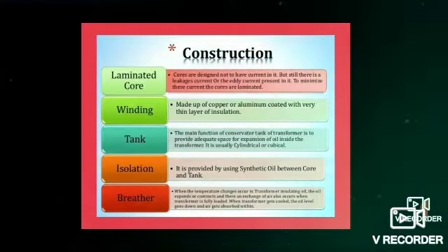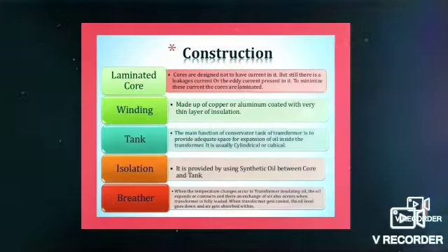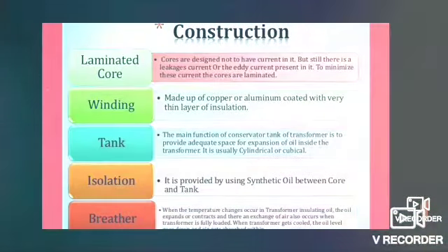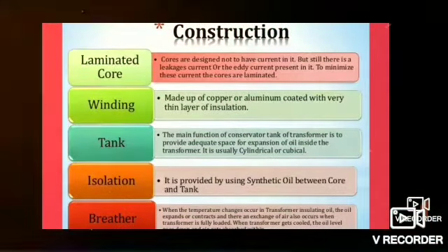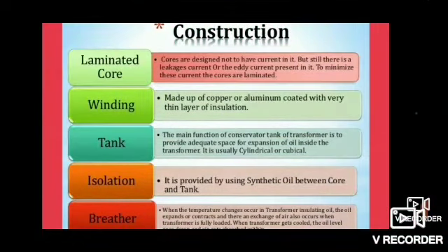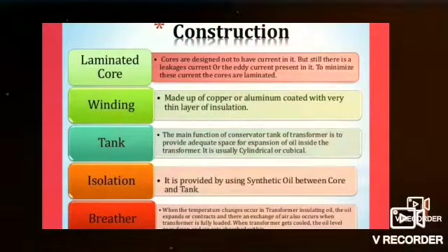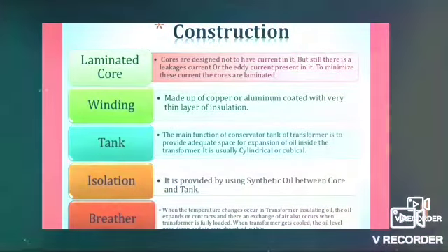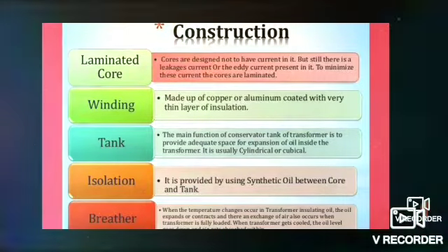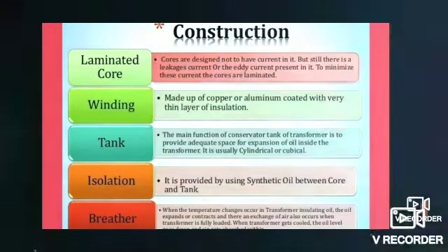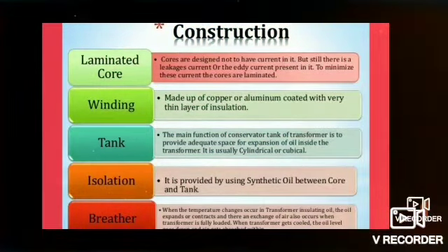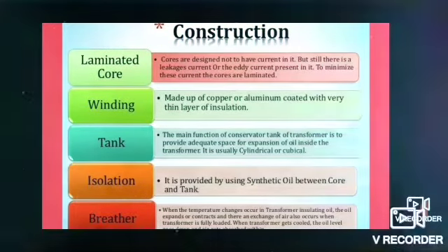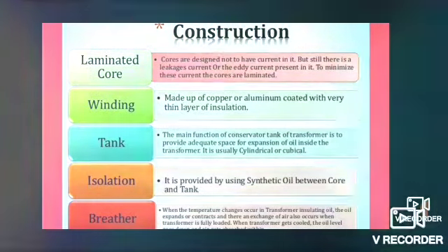Now we will see the construction of transformer. It has a laminated core. What is meant by laminated core? Cores are designed not to have current in them, but still there is a leakage current or eddy current present in them. To minimize this eddy current, the cores are laminated. The purpose of lamination is to minimize the eddy current loss.